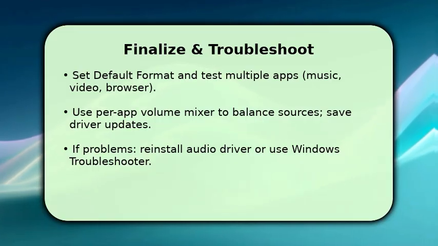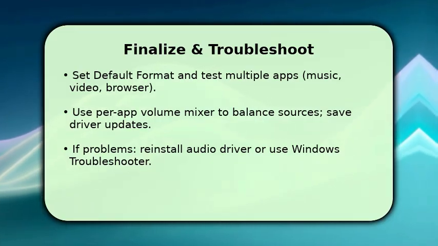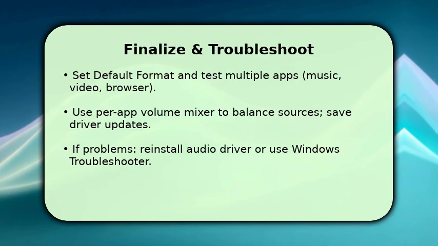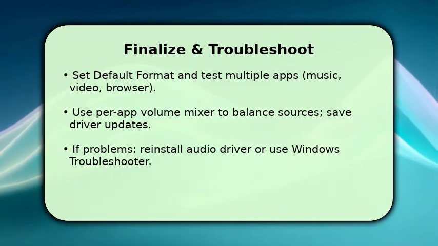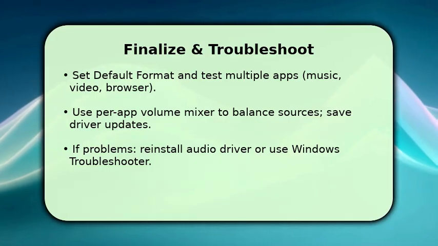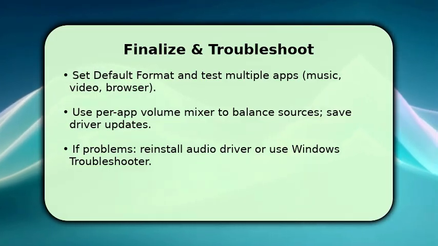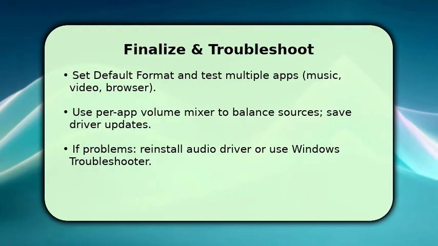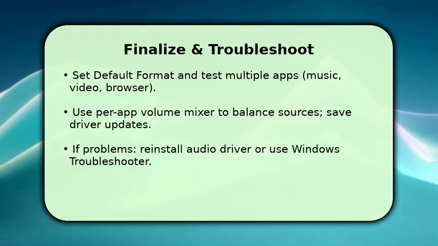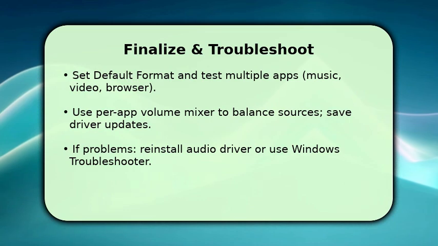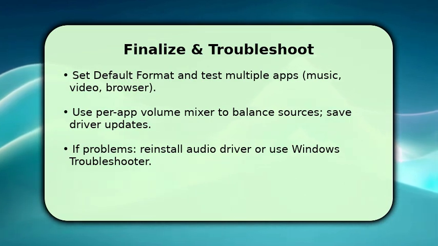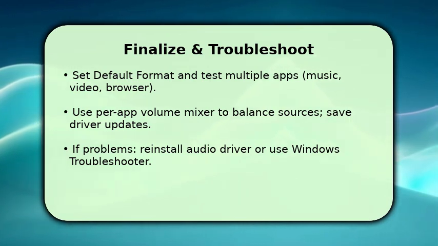Different apps can bypass enhancements, so make sure they are restarted. Use the volume mixer to balance background apps versus your player, and keep drivers current to retain the Enhancements tab. If equalization causes distortion or disappears, reinstall the manufacturer audio driver or run the Windows Audio Troubleshooter. This resolves missing tabs and conflicts.